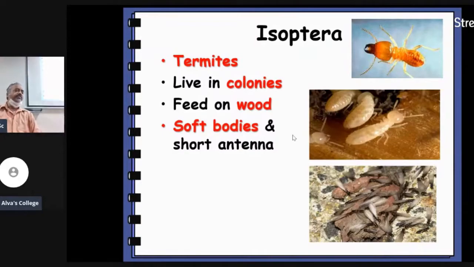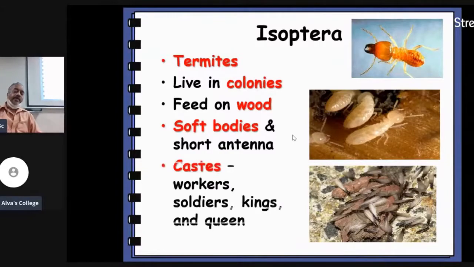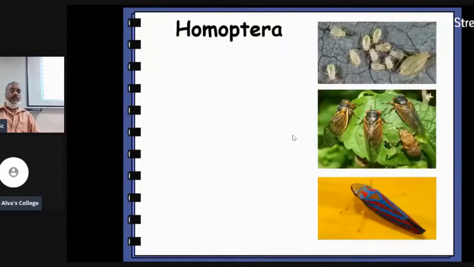Another very interesting thing about termites, otherwise called white ants, is that they are social insects. They have queens, kings, workers, and soldiers, and they live in large built mud houses called termitaria. So they have worker caste, soldier caste, and king and queen.